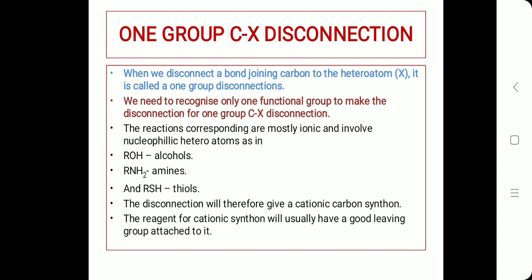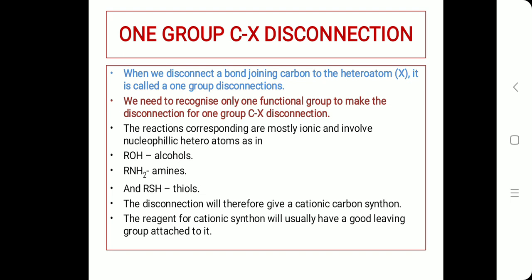So in alcohols, there's a disconnection between R and O. That is, the C and O bond is disconnected. In amines, there is disconnection of the bond between the atoms R and N, C and N, and in thiols it is between R and S. The disconnection will therefore give a cationic carbon synthon. The reagent for the cationic synthon will usually have a good leaving group attached to it.